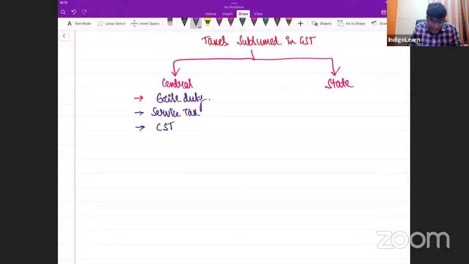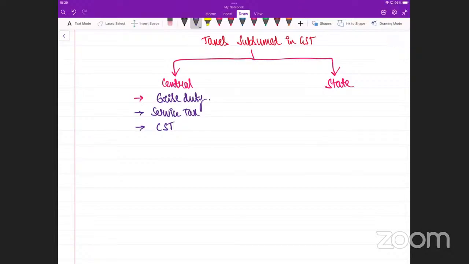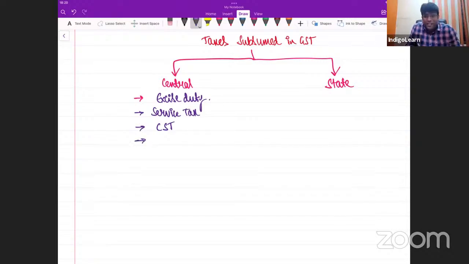Then we also had some interesting tax known as CST. CST stands for Central Sales Tax, which was levied on interstate sale of goods. In case of intrastate sale of goods, VAT was levied, but in case of interstate sale of goods, CST is levied. No doubt about it. Clear, friends?